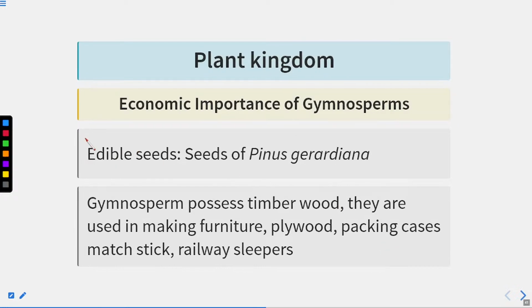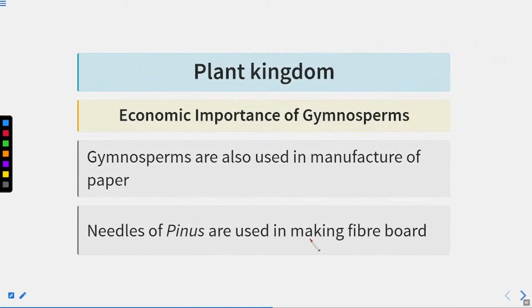So let us talk about the economic importance of gymnosperms. Some plant seeds are edible. Seeds of Pinus gerardiana are edible and are eaten. Gymnosperms possess timber wood, and it is used in making furniture, plywood, packing cases, matchsticks and railway sleepers as well. They are also used in the manufacture of paper, so their wood is used in the paper industry for making paper. Needles of Pinus are used in making fiber board also.